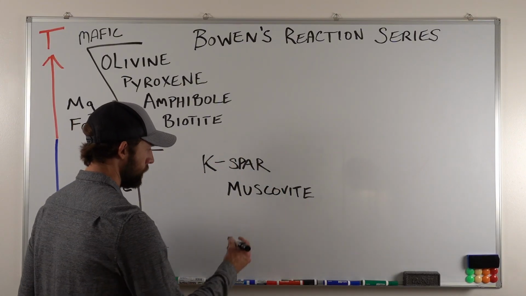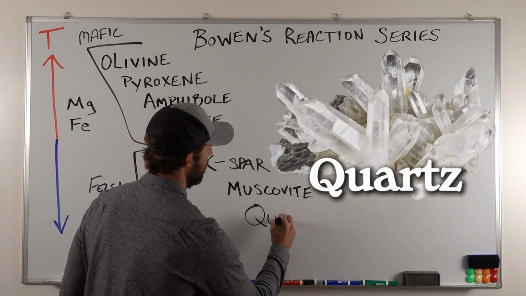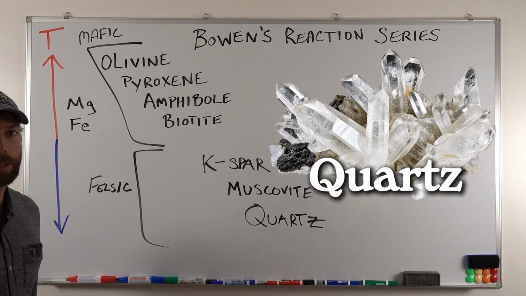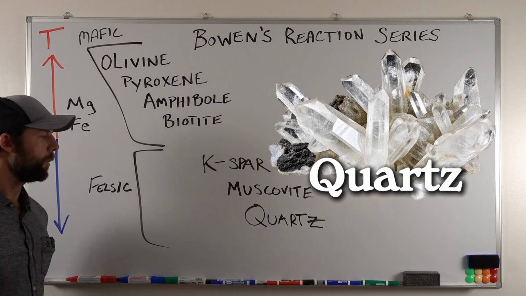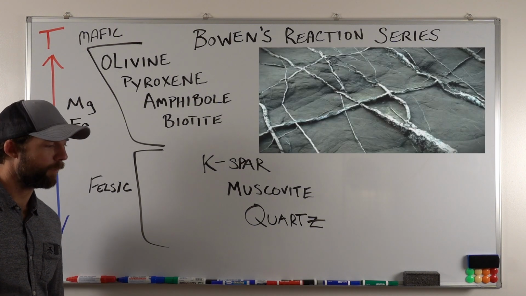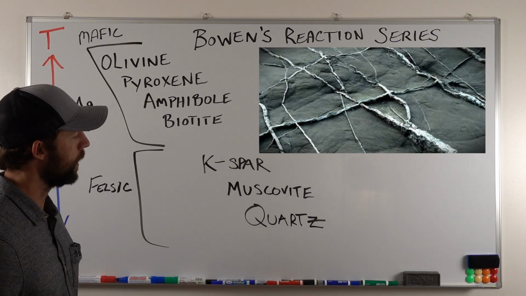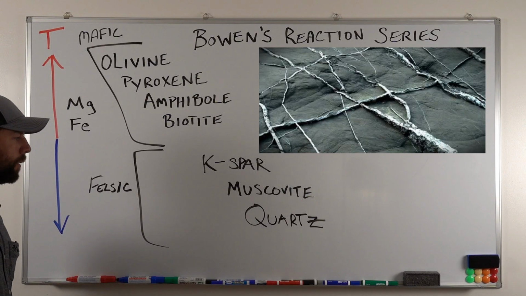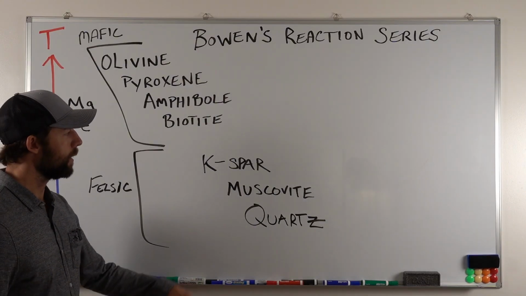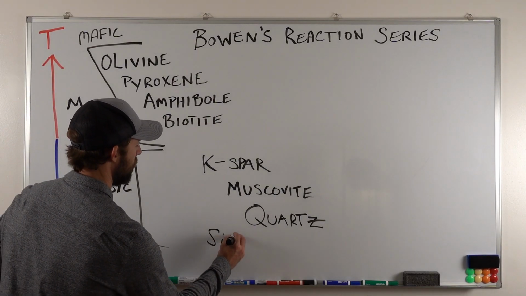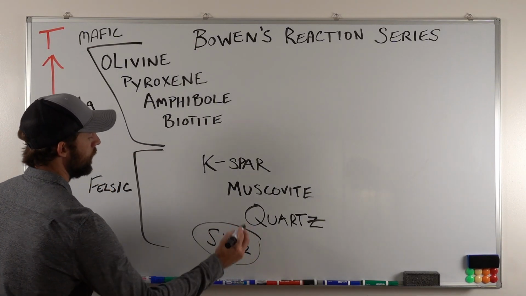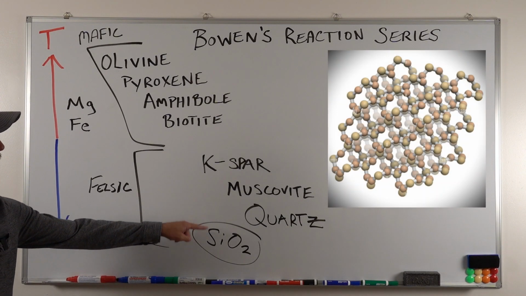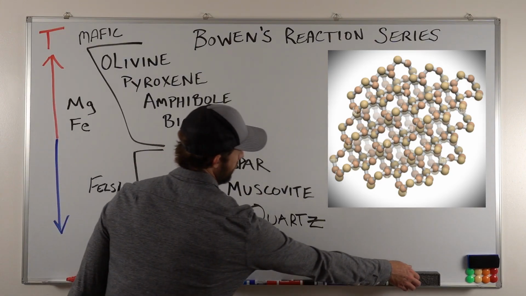After muscovite, we have our favorite, quartz. Quartz doesn't care. Quartz is just like, I'll come in last, I'll form wherever, little veins and stuff. It's just everywhere. It just infills any space it can. It's like the garbage can mineral. It doesn't need anything other than silica and a couple oxygens. That's it. Super simple, but the crystal structure is very complicated. That's why it's the last one to form.